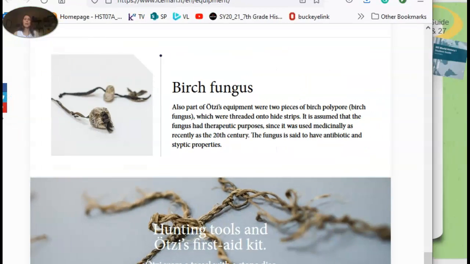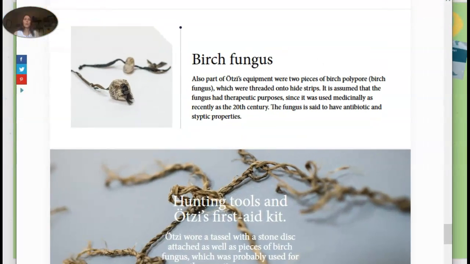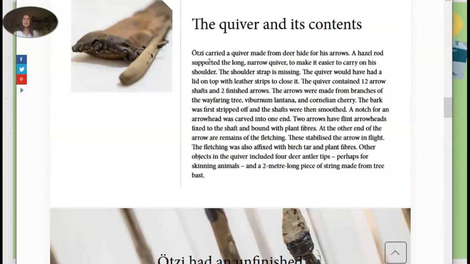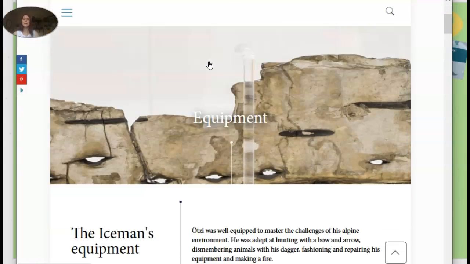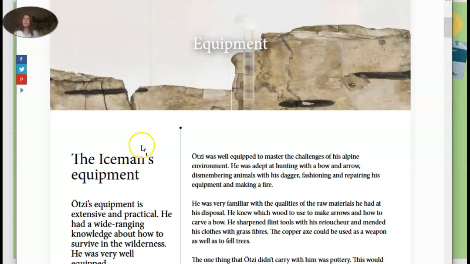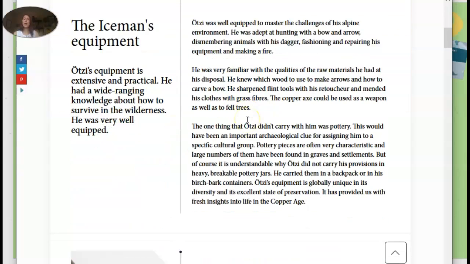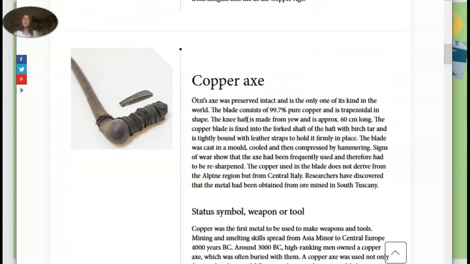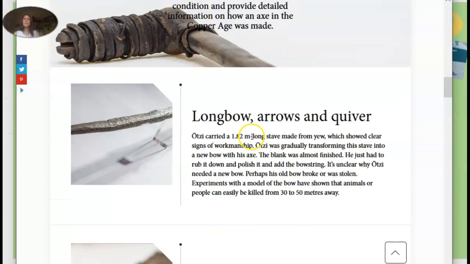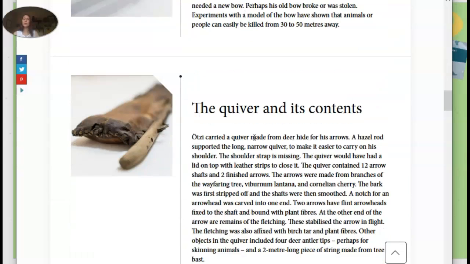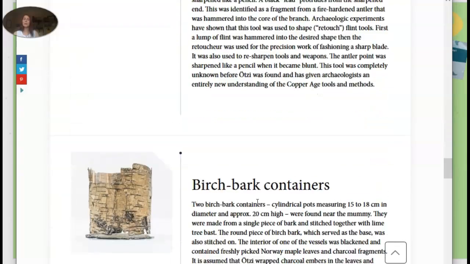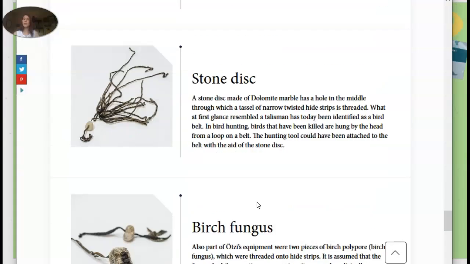So I'm going to go ahead and just show you here what it looks like. So this is the link, Otzi's Artifacts here. So you can go through and look. The Iceman's equipment, Otzi's equipment, is extensive and practical. So this talks all about different tools that Otzi had. Copper axe, longbows, arrows, and quiver and its content, flint dagger, all kinds of interesting information here that you can look through.